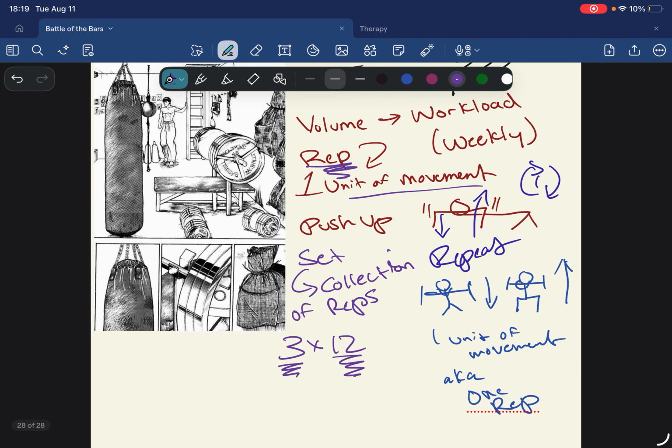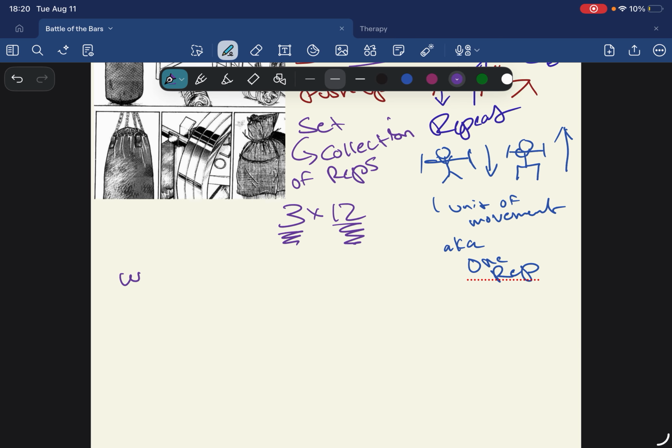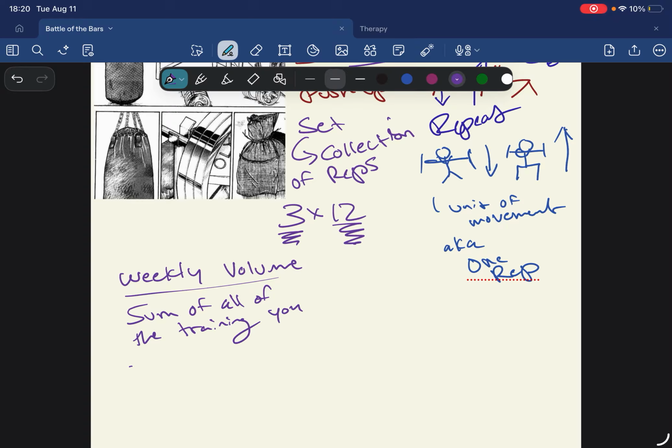So when we measure our weekly volume, again, like I said, you measure it throughout the week. So you kind of just look at how much work you've done throughout each training session, and you just look at the sum of how much work you've done. All right, your weekly volume is really just your sum of all of the training you did on a muscle group.